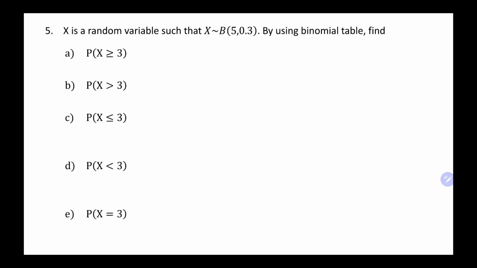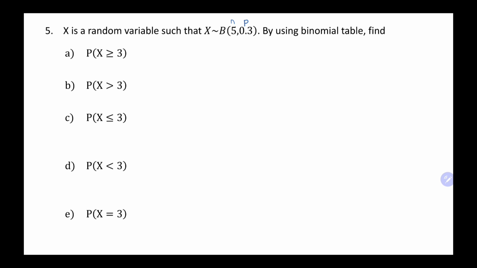We continue example number 5. X is a random variable such that X is randomly distributed with n equals to 5 and p equals to 0.3. By using the binomial table, find A, P(X greater than or equals to 3). Greater than or equal means kita boleh terus baca table.